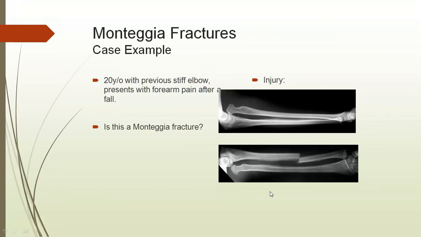So this is not a Monteggia fracture because proximally there is no fracture and no dislocation here. Here there is a fracture at almost the middle of the ulna. In the AP view the distal radioulnar joint is normal, but in the lateral view nothing distal is seen. So it is only an isolated fracture of the ulna.